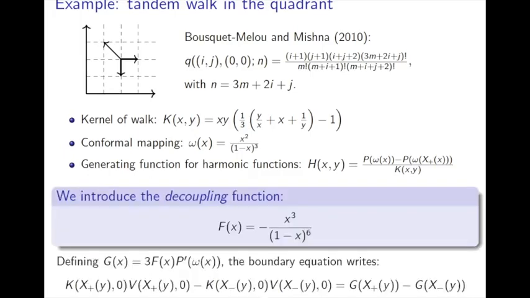And now we introduce the following function f, called the decoupling function. So f of x is equal to minus x to the power 3 over 1 minus x to the power 6. Defining g of x to be 3 times f of x times p prime of omega of x, the boundary equation can be decoupled, that is, the right-hand side is given by g of x plus of y minus g of x minus of y. As such, one can solve the boundary equation as previously, this time for the function kv minus g.